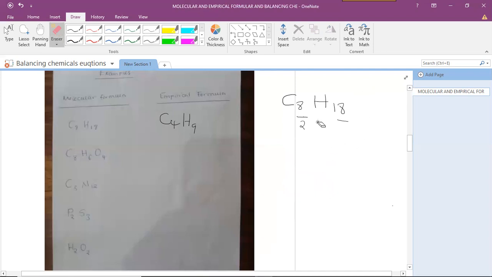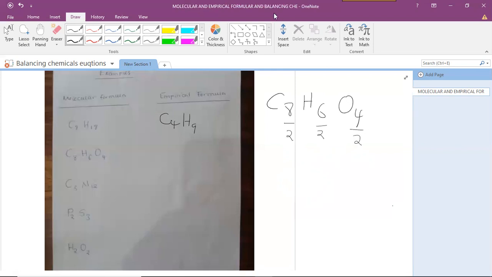So let's look at the other one. The other one is C8H6O4. So here we've got 8, 6, and 4. 2 can go into these once more, right? So we can divide by 2. If we divide this by 2, we're going to have C4H3O2. Yes, all right. So this will become our empirical formula, the lowest whole number ratio.